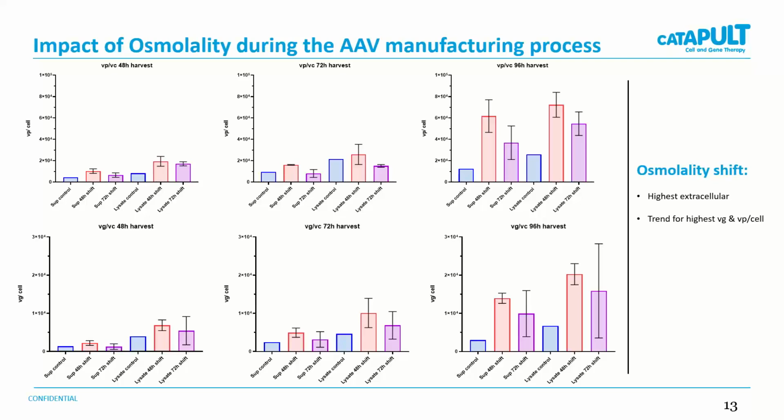On those graphs, what you can see is supernatant versus lysate. And it's quite obvious that we have more extracellular AAV when we do a shift in osmolarity, both for the shift at 48 hours and 72 hours. We can also see a trend for higher viral genome and viral particles, so specific viral genome and specific viral particle.